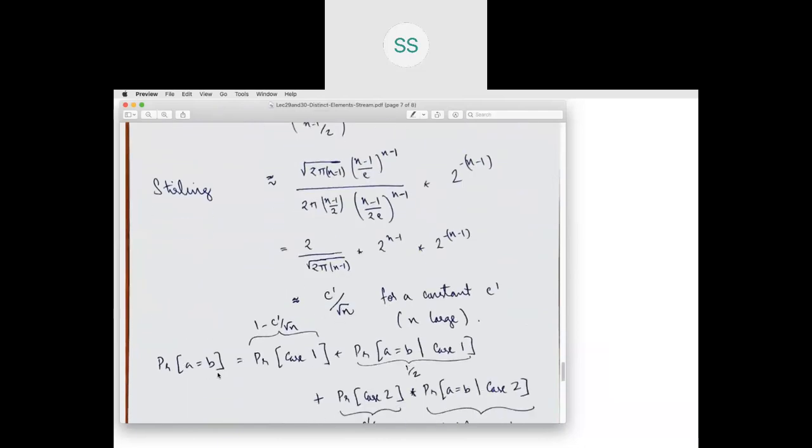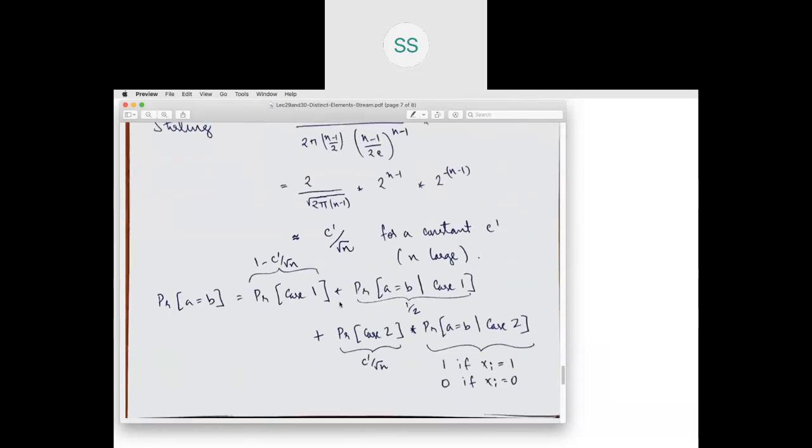So what is the probability that a equal to b? We can condition it based on whether case 1 or case 2 happens. It is the probability of case 1 times the probability that a equal to b given case 1, plus the probability of case 2 times the probability that a equal to b given case 2 happens. What is the probability that case 1 happens? It is the probability that case 2 does not happen. It's 1 minus c dash divided by square root n. And this thing is half. Right? In case 1, the probability that a equal to b is half. We have already seen that. In case 2, this is c dash divided by square root n. We just estimated that. And the probability that a equal to b in case 2 is 1 if xi equal to 1 and 0 if xi equal to 0.